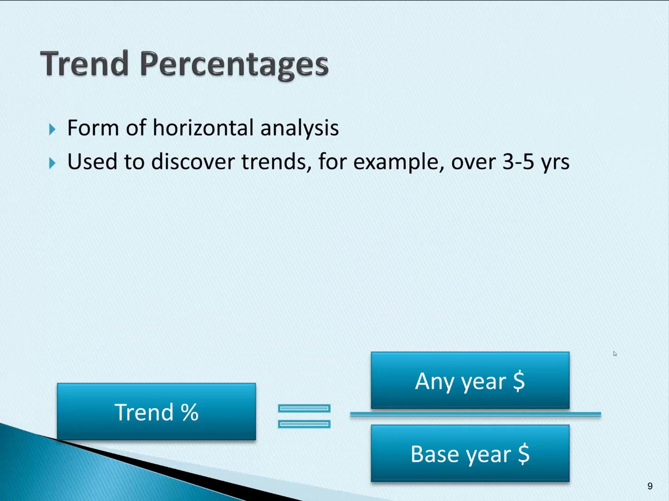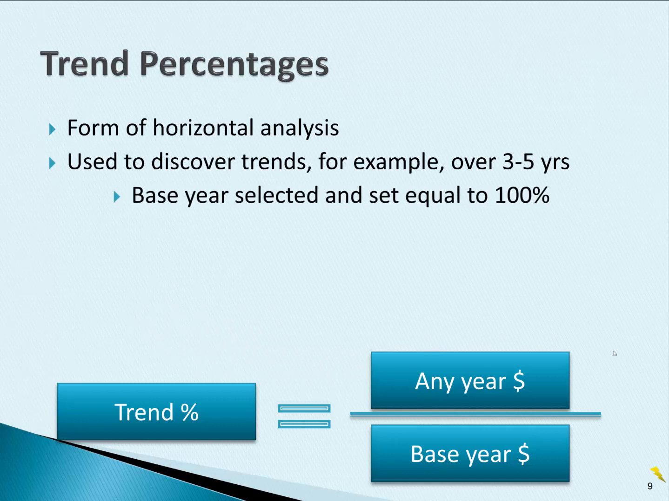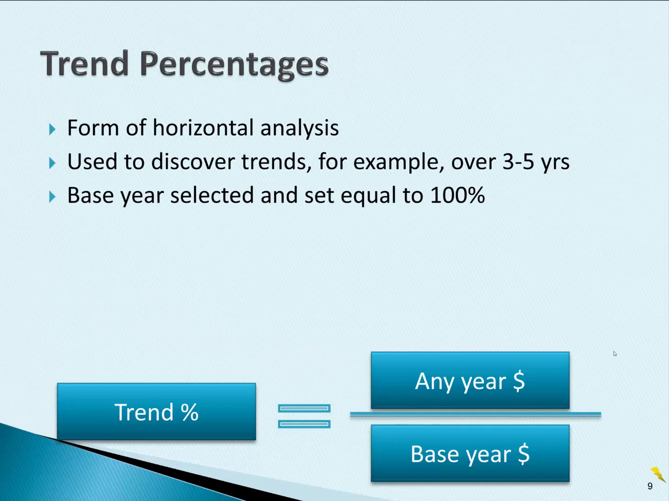Now, trend percentages are computed by selecting a base year. The base year amount is set to equal 100%. The amounts for each subsequent year are expressed as a percentage of the base amount. To compute trend percentages, divide each item for following years by that base year amount. So on the next slide, we're going to do an example.